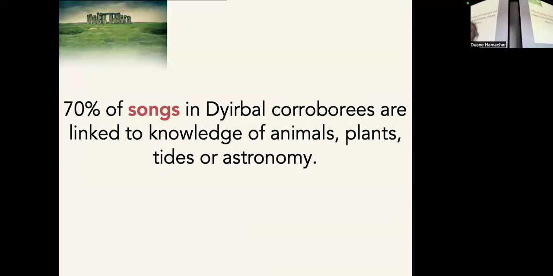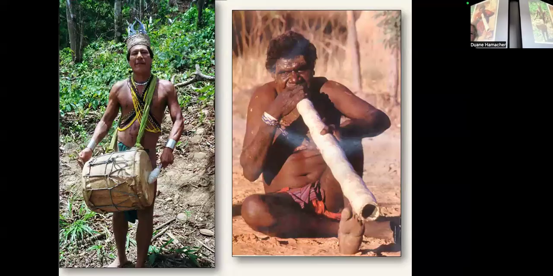One study showed that 70% of the songs at a corroboree gathering, whatever ceremonial, whatever you want to call a corroboree, link to knowledge of animals, plants, astronomy and tides. 70% pragmatic. They also do relationships, love, death, all that sort of stuff as well. But the common factor is science. So I focus entirely on our commonalities. Too often the focus is on our difference because that makes it all exotic and weird and other. Biologically, we're not other.